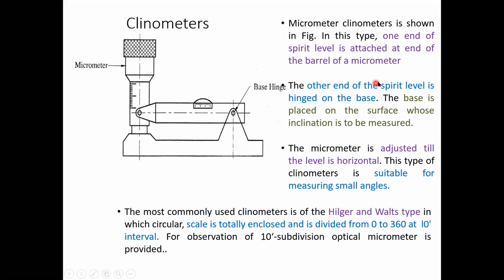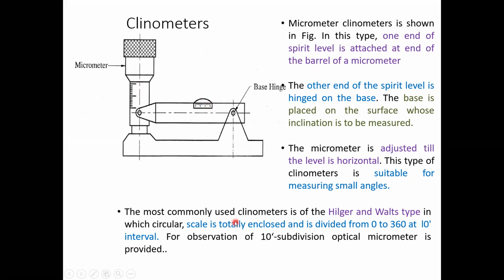If you observe here, one end of the spirit level is attached to the end of the barrel of the micrometer. The other end of the spirit level is hinged on the base, right? The base is placed on the surface whose inclination is to be measured. The micrometer is adjusted till the level is horizontal. Always you have to adjust the micrometer. By adjusting the micrometer, you can bring this bubble position to 0, right?